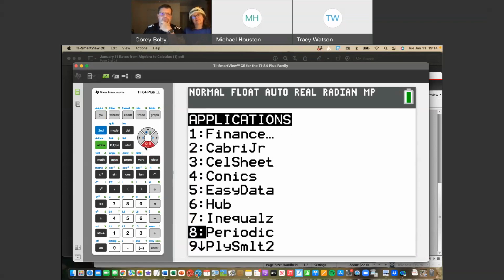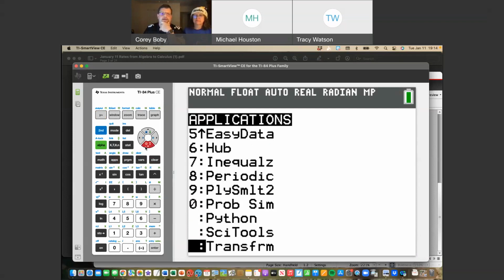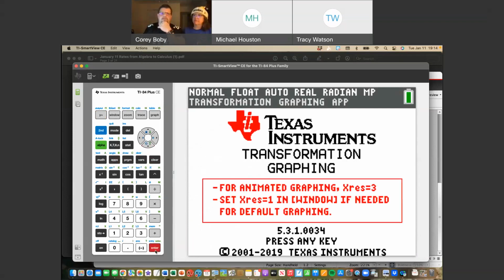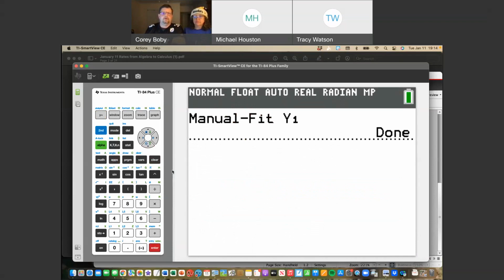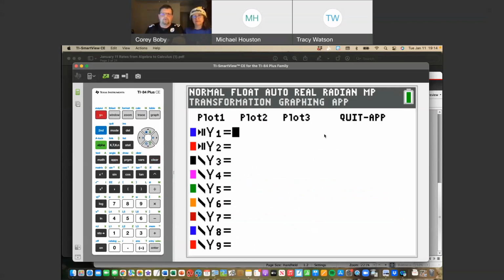The only problem with transformation graphing is that it uses A, B, C, and D as the parameters. When I choose transformation graphing from the app, nothing seems to have happened. But when I look at Y equals, now notice in the upper right, it says quit app, and it even tells me transformation graphing. They have greatly improved transformation graphing on the CE, in my opinion.